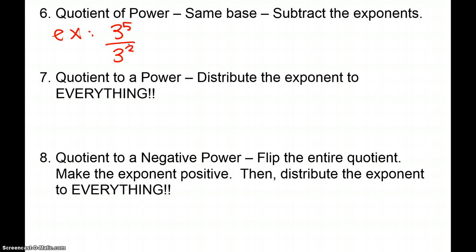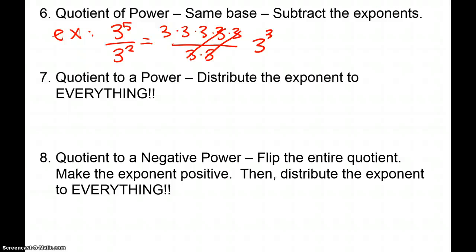Again, very simple rule, but if you can't remember it, let's write this out. The top here means 3 times 3 times 3 times 3 times 3. The bottom means 3 times 3. And what happens to a 3 over a 3? Those are going to cancel out. So when those cancel out, you can look and you can see how many 3's are left. There's going to be 3 to the third. So hopefully you've already figured out the rule. The quick thing is that you just subtract the exponents.